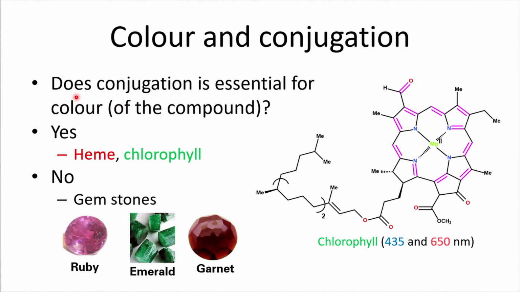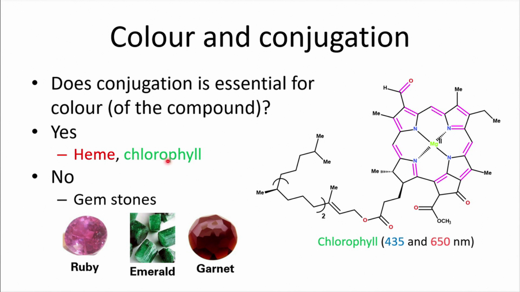Now, many people have this question in their mind: is conjugation essential for color? That means we have seen some colored compounds like chlorophyll, which is green in color, and heme, which is red in color. So, these compounds have extension of conjugation due to which we have the color. Does it mean that conjugation is very essential for showing color?